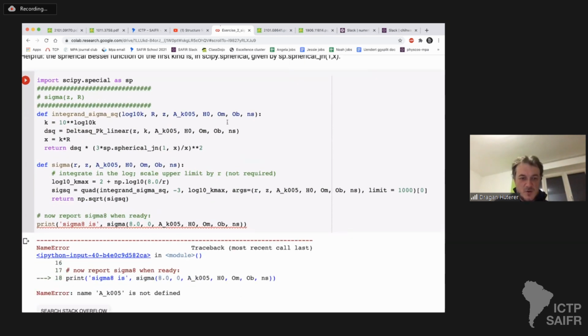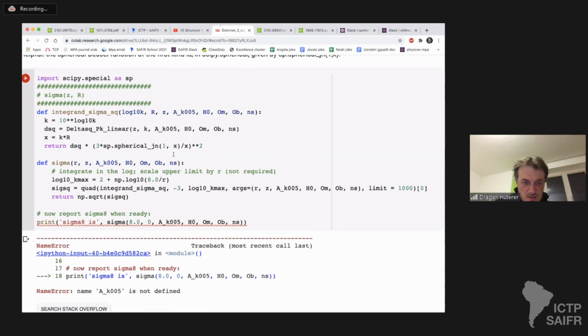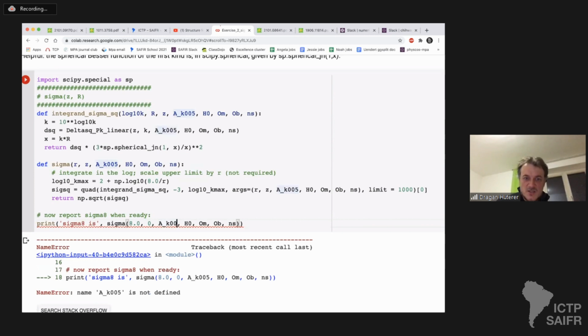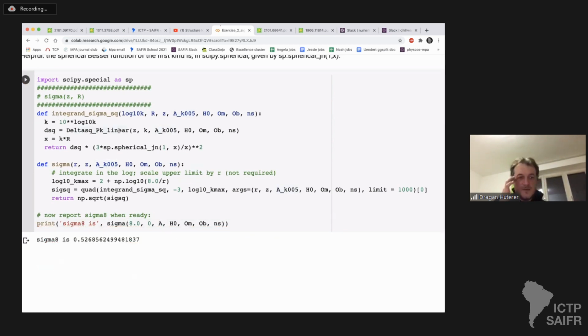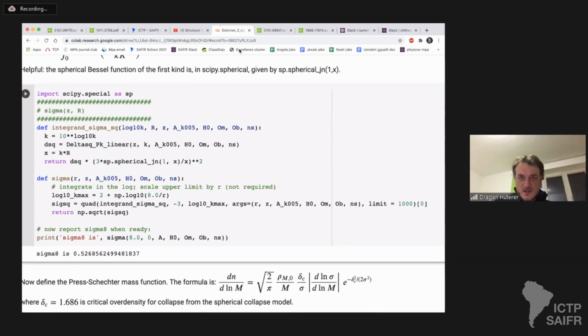Goody. Now we have some more problems. A is still not defined. So A underscore K005. In which line is this? Oh, here. I just defined plain A elsewhere, but it's not going to work. So it's 0.52. It's the wrong answer. And let's see, I think in the chat I'm already getting help. Yeah, the answer is wrong because of this ln to log.